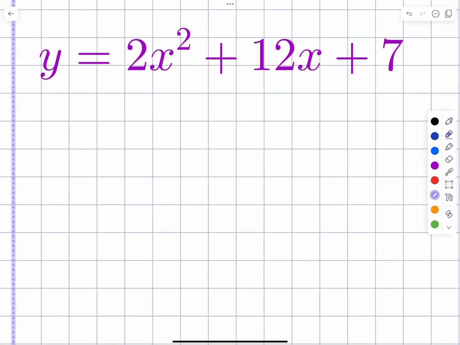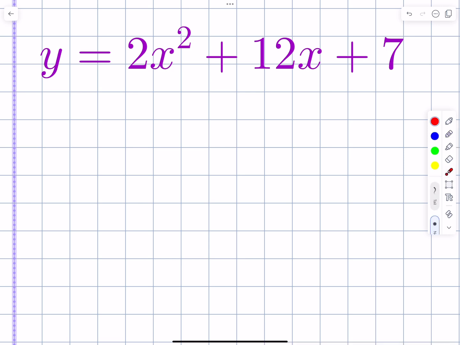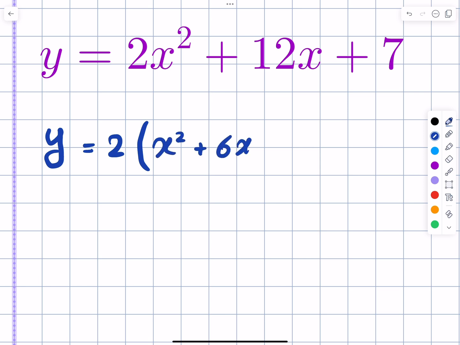Now, another example. Here, we notice that x squared is multiplied by 2. So here, we cannot complete the square if we have a 2 here. So that's why we will factor the 2 out. We will write 2 multiplied by x squared plus 6x. So if we factor 2 from 12x, we will have just 6x, because 2 times 6x is 12x. And we don't need to factor out 2 even from the 7. We can write here the 7 as it is.